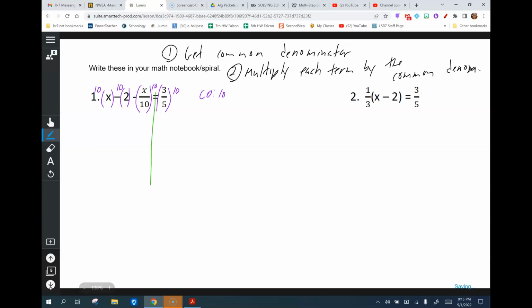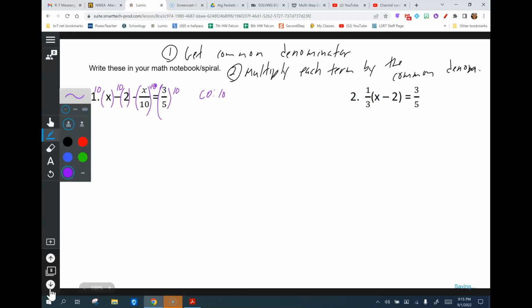And remember, here are our sides. So this side gets multiplied by 10, because whatever I do to one side, I have to do to the other side. So I'm going to multiply both sides by 10. Well, on this side, we would have to be distributive. So instead, we're just going to multiply each term. We're going to distribute it at the same time. Okay? So here we go. Multiplying each term by 10.